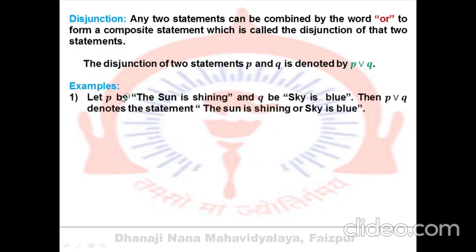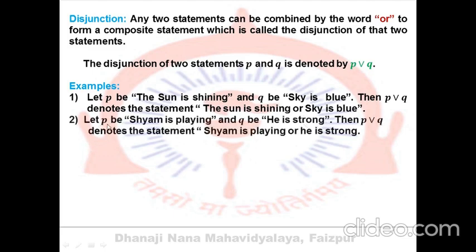Examples: let P be the statement the sun is shining and Q be the sky is blue. Then P or Q denotes the statement the sun is shining or the sky is blue. Let P be the statement Sham is playing and Q be he is strong. Then P or Q denotes the statement Sham is playing or he is strong.